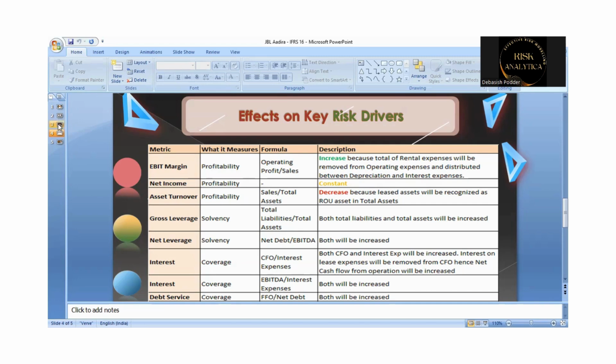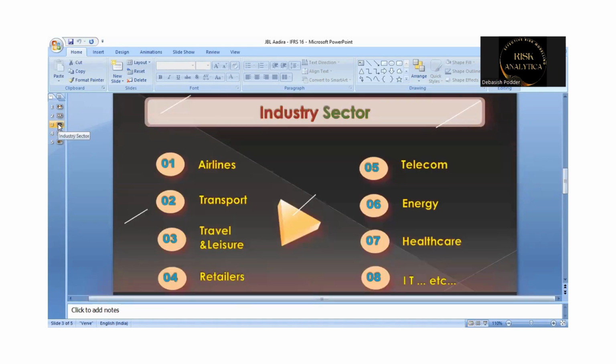I will show you what are the organizations or what type of principal activity and what are the industry segments where IFRS 16 has a major impact. So these are the industries where IFRS 16 has seen a major impact. These are airlines because leases are an important part of the airline sector.